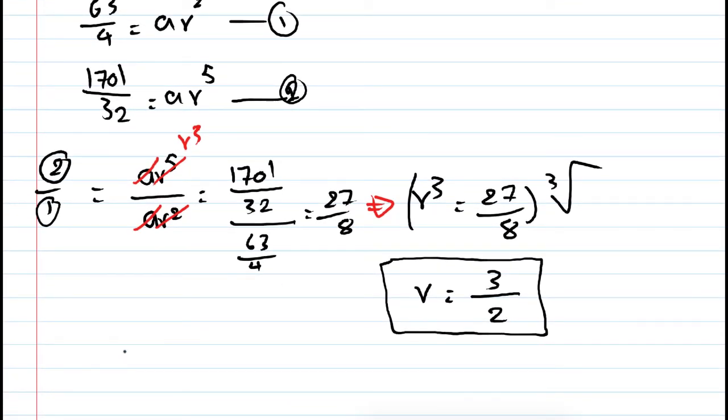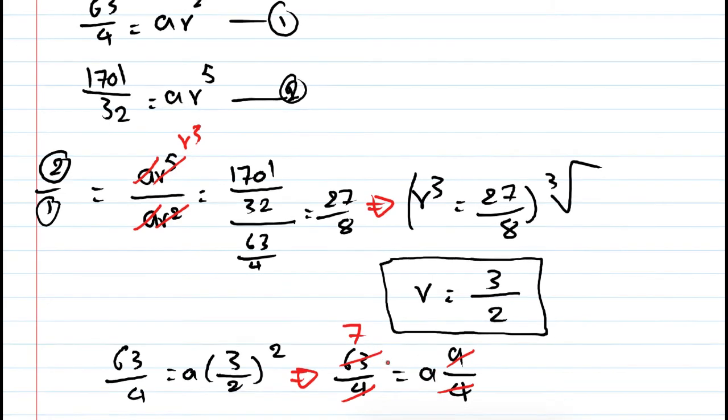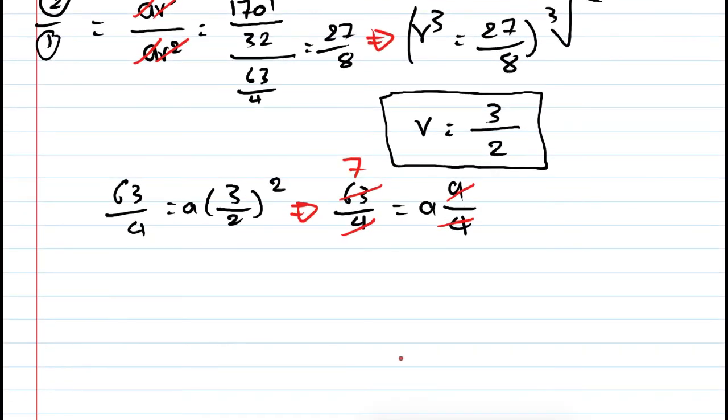So 63 over 4 equals a times 3 over 2 to the power of 2. From this, we will get 63 over 4 equaling a times 9 over 4. The 4 and the 4 go away, the 9 goes away, and 63 becomes 7. So a equals 7. Very cool. Now we have all the information that we need in order to find the fifth term.